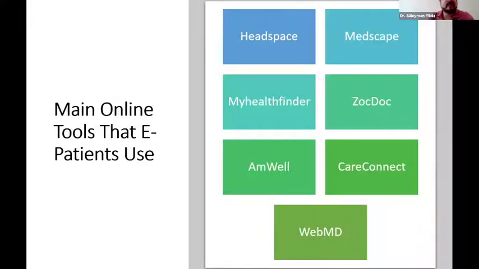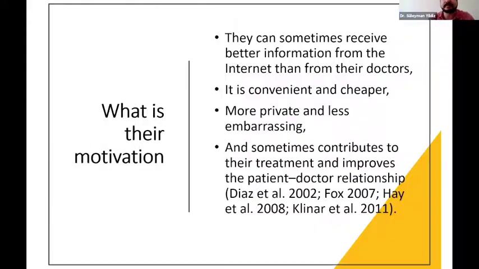And when we are looking at the main tools the e-patients are using, most of them are non-payable, they are free. Headspace, Medscape, MyHealthfinder, ZocDoc, I'm Well, CareConnect, and WebMD are the most useful and mainly used tools that the e-patients are using currently.